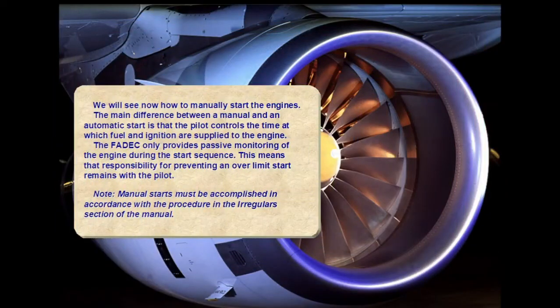We will see now how to manually start the engines. The main difference between a manual and an automatic start is that the pilot controls the time at which fuel and ignition are supplied to the engine. The full authority digital engine control only provides passive monitoring of the engine during the start sequence. This means that responsibility for preventing an over-limit start remains with the pilot. Note, manual starts must be accomplished in accordance with the procedure in the irregular section of the manual.